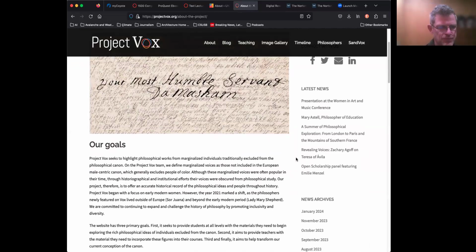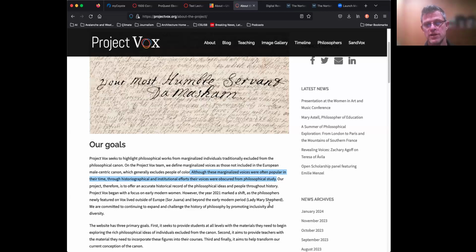And if you look at the description here, it says it will highlight philosophical works from marginalized individuals traditionally excluded from the philosophical canon. A canon is a curated collection of authoritative texts thought to be central to a tradition, right? Those not included in the European male-centric canon, which generally excludes people of color. Although these marginalized voices were often popular in their time, through historiographical and institutional efforts, their voices were obscured from philosophical studies. So what they're saying there is that a certain kind of curation has been going on that has led to a certain kind of filtering and caring about some aspects of the human cultural past at the expense of others.